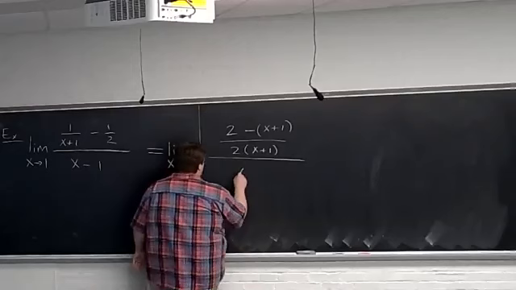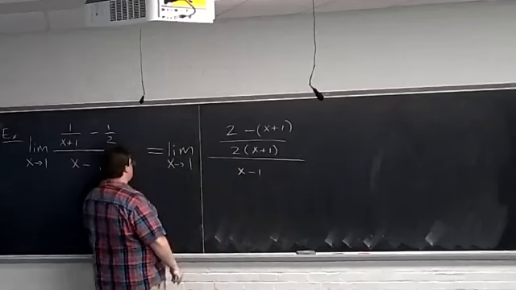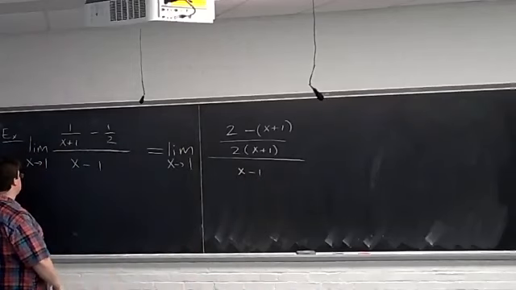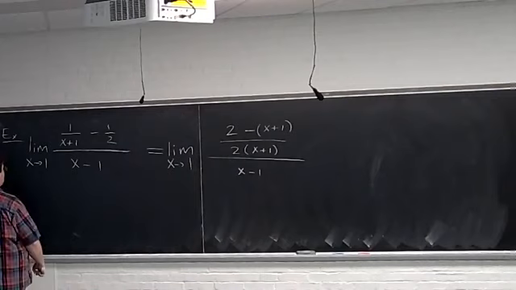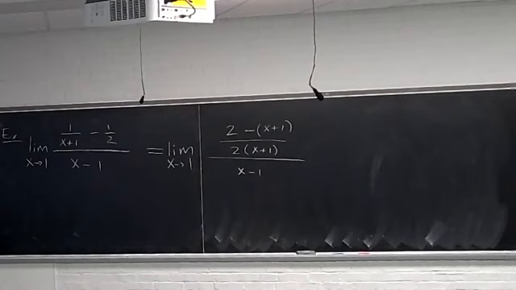The denominator, we don't need to do anything with. Notice in the denominator, we already have an x minus 1. We already have what is causing our 0 to appear there. Any questions about that first simplification?